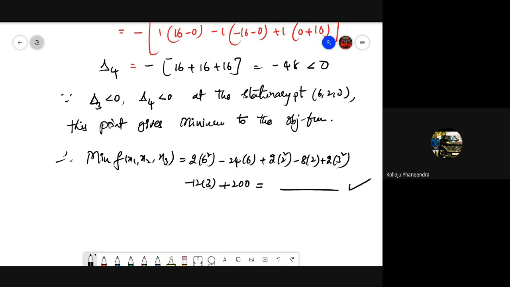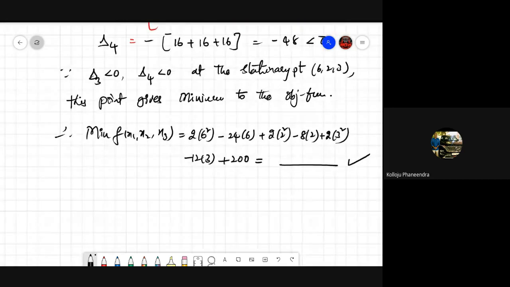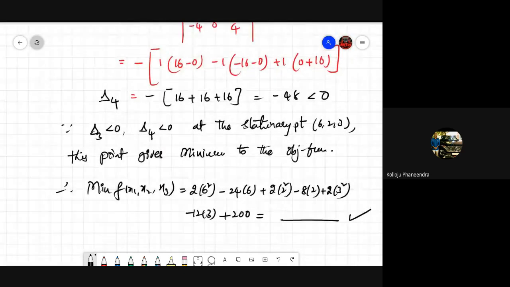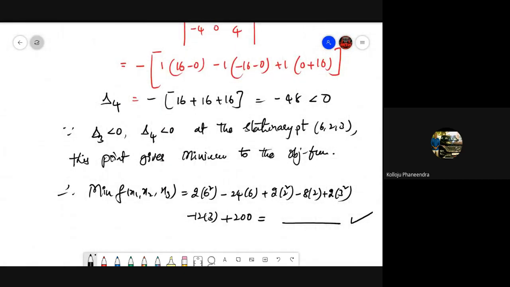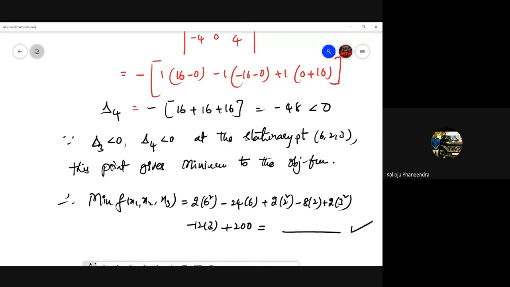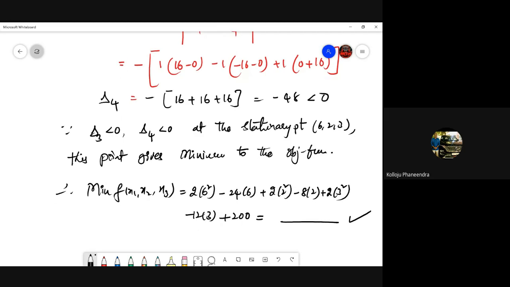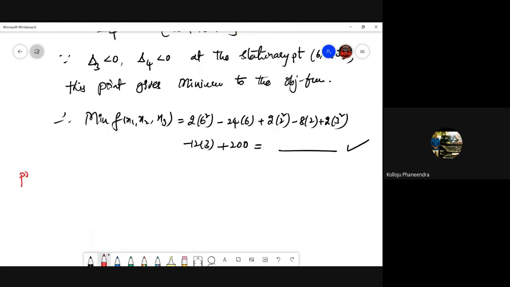Any doubts? Yes, this is the problem with one single equality constraint. Any doubts? Yes.